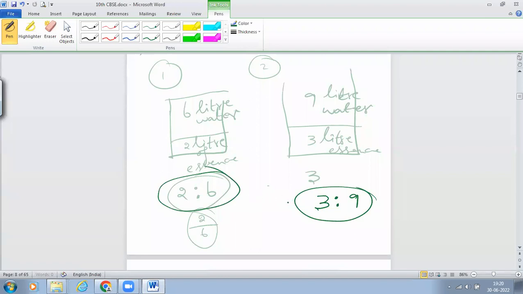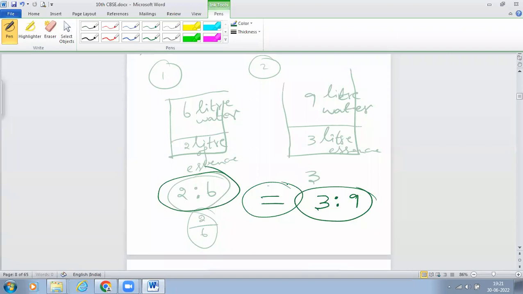That is why the taste of the juice made by the first student and by the second student are the same, because both the ratios of their mixing are in proportion. Both the ratios are in proportion means they are equal. So the definition for proportion is, if two ratios are equal, then we call them in proportion. Are you able to understand this concept?